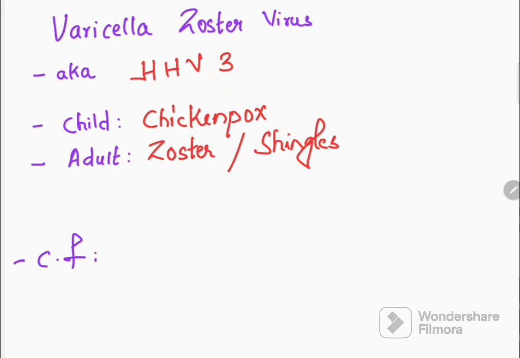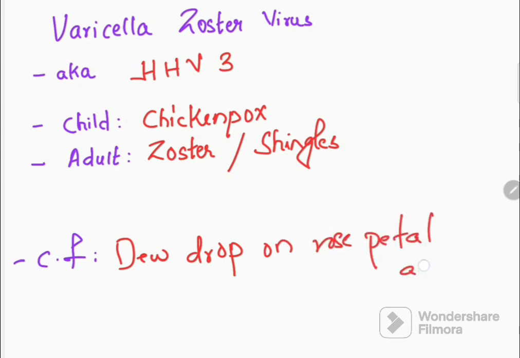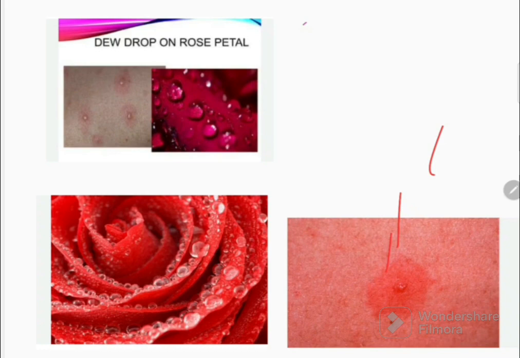How does the patient present to you? What are the clinical features? There will be a lesion which has a dewdrop on rose petal appearance. So, how does a lesion look? Dewdrops on a rose petal. Let me show you the pictures.